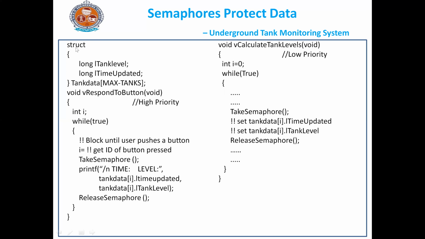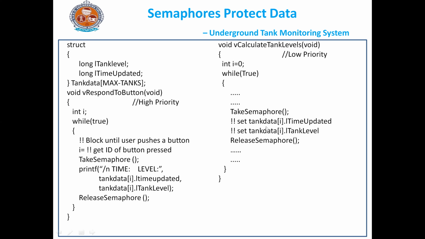This tank data is a structure that is global. Global means it is saved in a fixed location in your memory. That means this tank data can be shared by different tasks in your application. So here in the underground tank monitoring system, we have two different tasks: one is we calculate tank level and another one is we respond to button task.